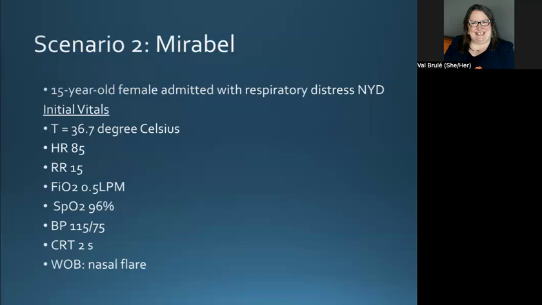Scenario 2, Mirabelle. Mirabelle is a 15-year-old female admitted with respiratory distress that has not been diagnosed. The initial vital signs are a temperature of 36.7 degrees Celsius, heart rate 85, respiratory rate 15, on 0.5 liters per minute of oxygen, which is low flow nasal cannula. Her saturations are 96%, and blood pressure is 115 over 75. Capillary refill time is 2 seconds, and work of breathing shows mild nasal flare.